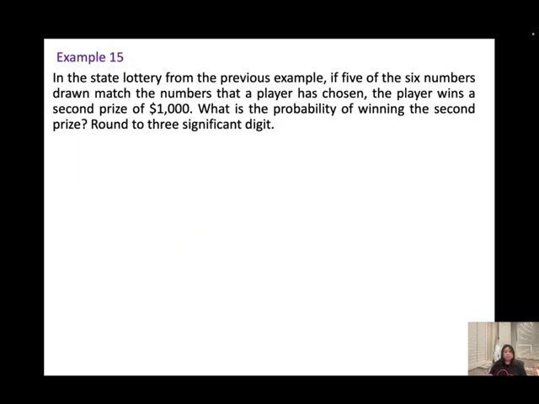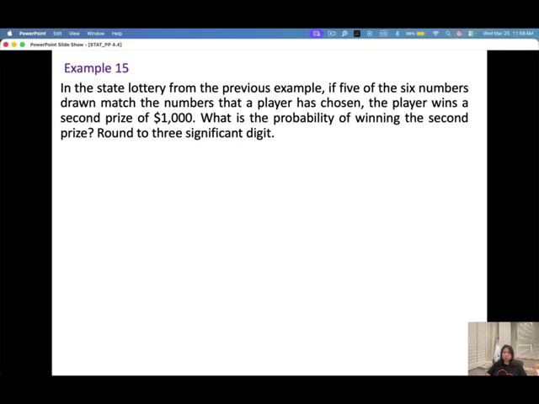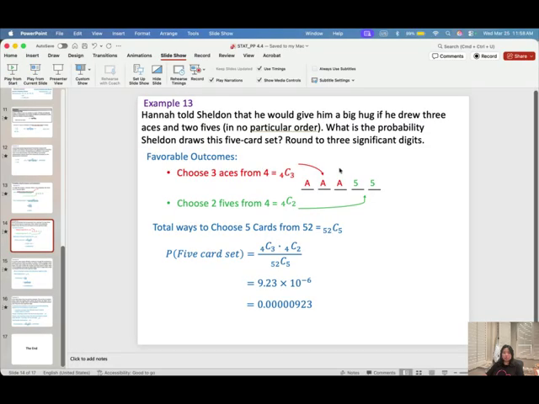Example 15. In the state lottery from the previous example, if 5 of the 6 numbers drawn match the numbers that a player has chosen, the player wins a second prize of 1,000. What is the probability of winning the second prize? 1 to 3 significant digits. So think about it. I still have 48 numbers, and I need to pick 5 numbers that match the winning numbers. And then for another 1 number, I could pick whatever I want, just not matching the winning number. Actually, the idea is really similar to this example.